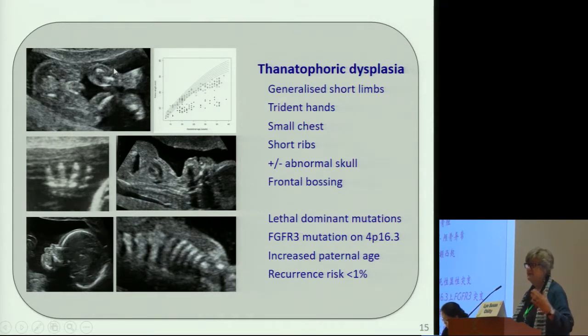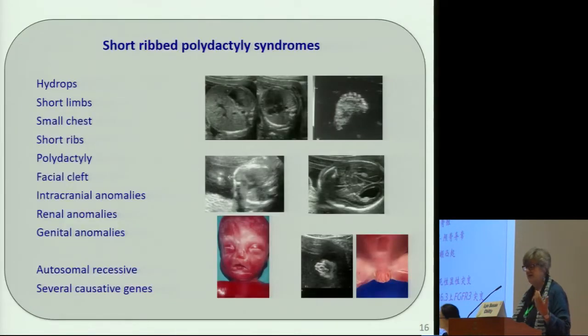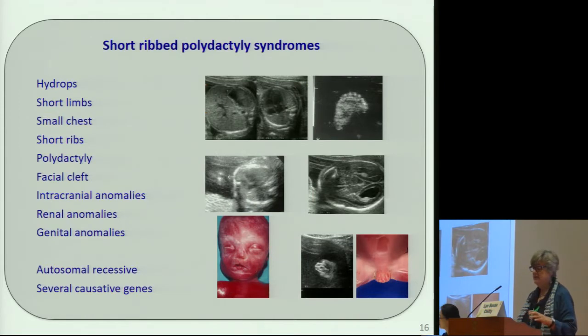So short long bones, the femurs are often in the frog-like position, short stubby fingers, this is called the trident hand, a small chest, frontal bossing, and short ribs. A lethal dominant mutation, again, in the UK we can diagnose this on the basis of analysis of cell-free DNA. A low recurrence risk. One of the major differential diagnoses here is short rib polydactyly syndromes, and they don't always have polydactyly. You need to be aware of that.